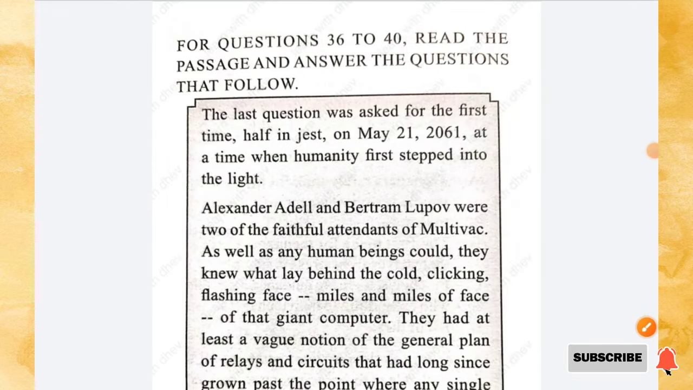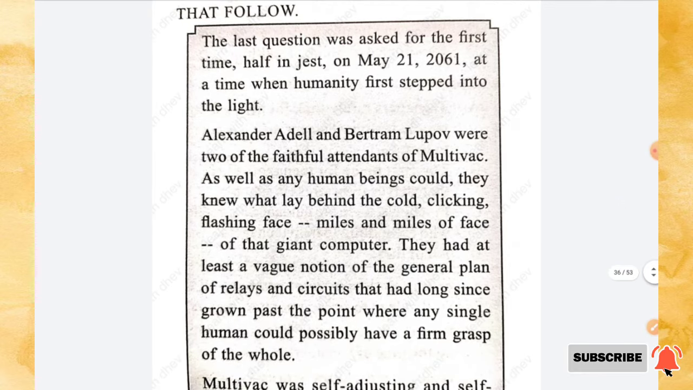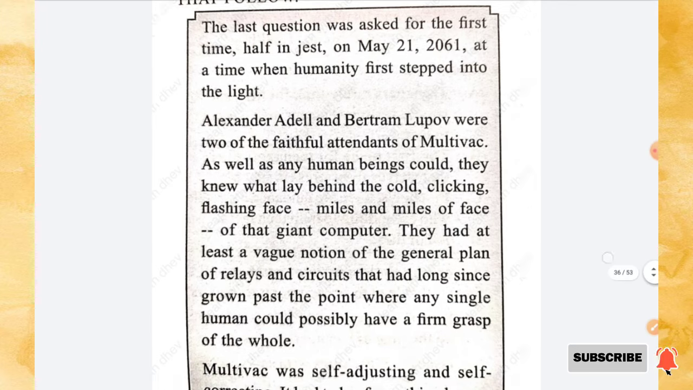For question 36 to 40, read the passage and answer the questions that follow. The last question was asked for the first time, half in jest, on May 21, 2061, at a time when humanity first stepped into the light.